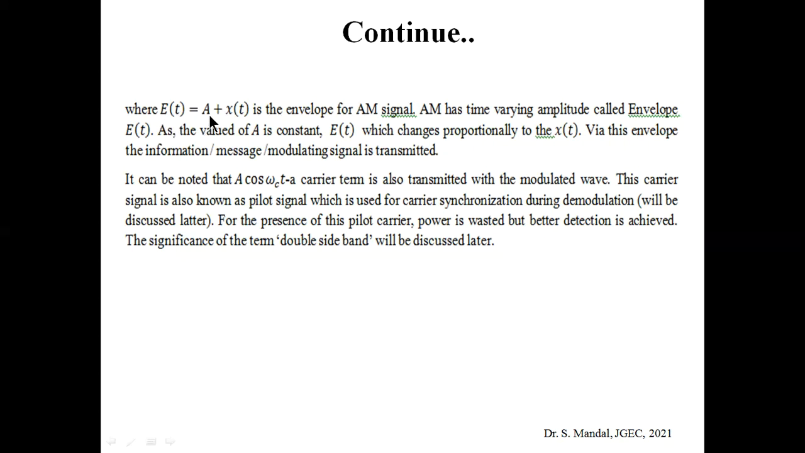And if we assume that the maximum amplitude of the carrier signal is constant, that means e(t) is proportional to x(t), that means the envelope is proportional to x(t). So any kind of change in x(t) will be reflected in the envelope of the corresponding message signal. So you can conclude that the message or the modulating signal is transmitted via the envelope of the message signal.